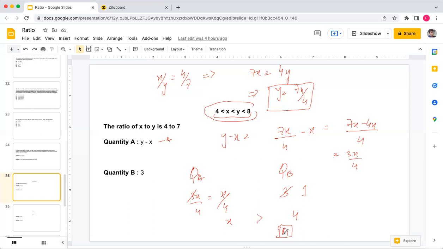Everyone got this? Just come up with a value of y in terms of x, substitute in this, and try to use a mirroring technique for comparing the two quantities, quantity A and quantity B. At last, you will be left with x and 4, and the question itself states that x is greater than 4. That's why quantity A is greater.